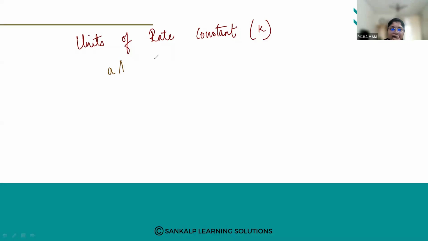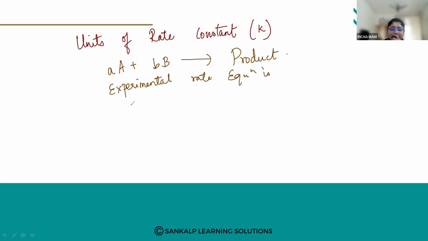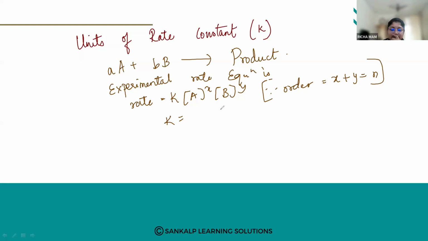If we consider A plus B giving you product, for this particular reaction, what is the experimental rate equation? The experimental rate equation is rate equals K[A]^x[B]^y. Therefore, the order of reaction is x plus y equals something, maybe n. Now, what is K?